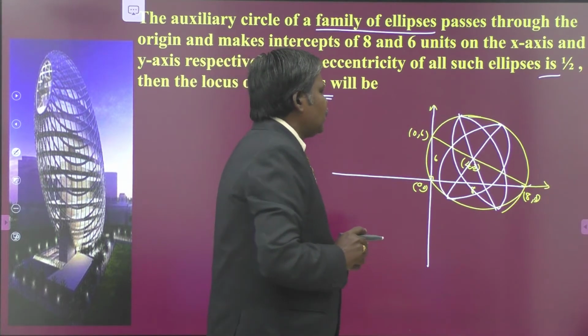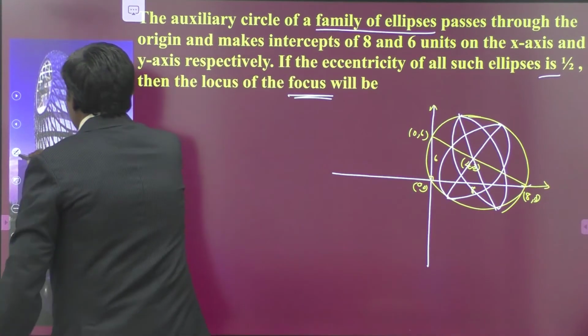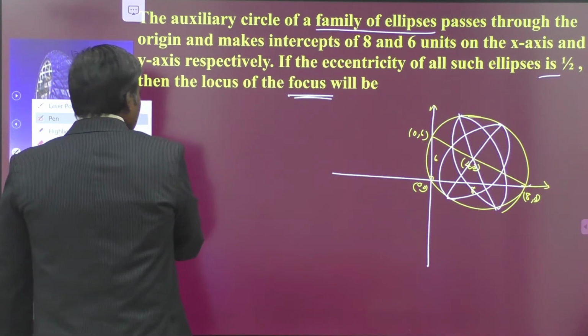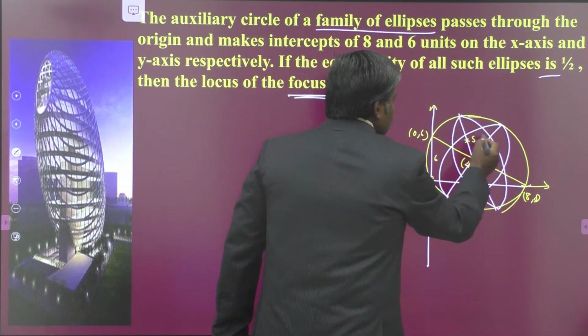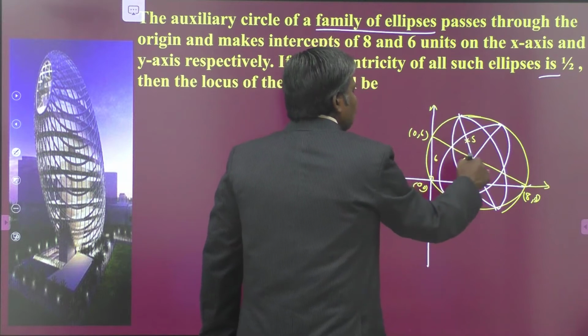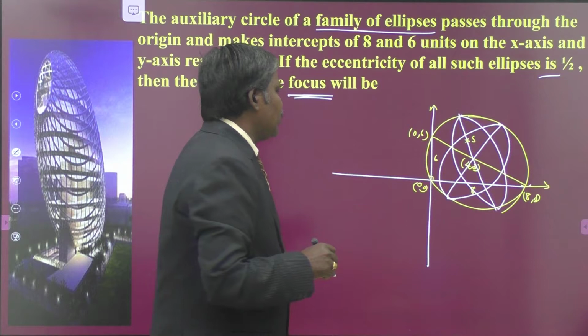So we have to find out the locus of the focus of this ellipse. Suppose this is one of the foci of this ellipse. We have to select all such foci. We get some locus, that is what we are going to find out.